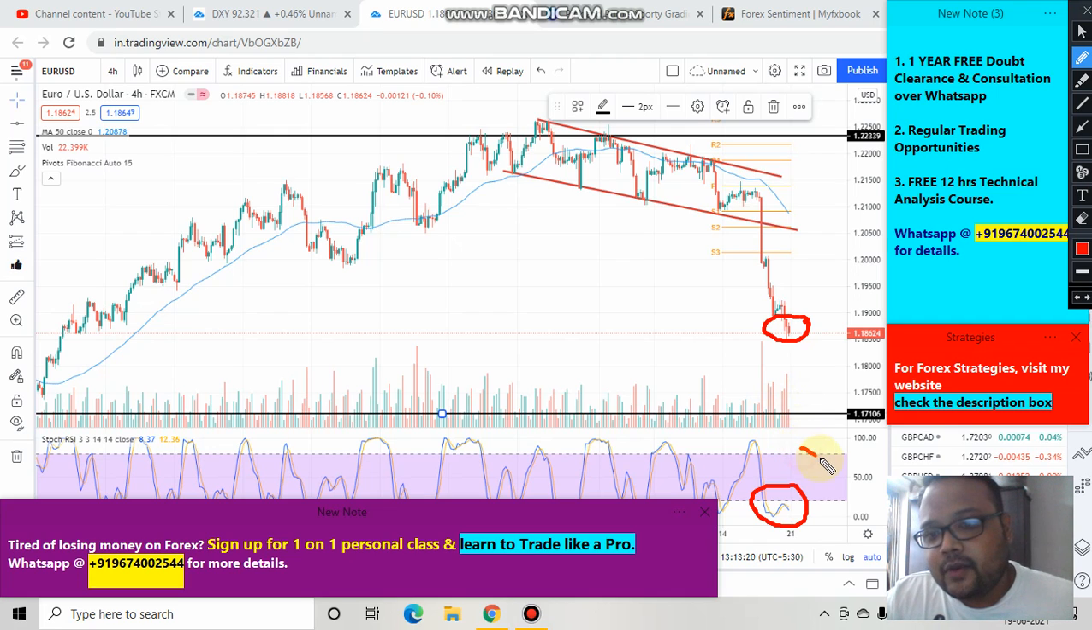Short the market when stochastic RSI will be going down again. It is an oscillating indicator, it will be going down again. So short the market at the retracement. That is the only trading opportunity as of now for us.